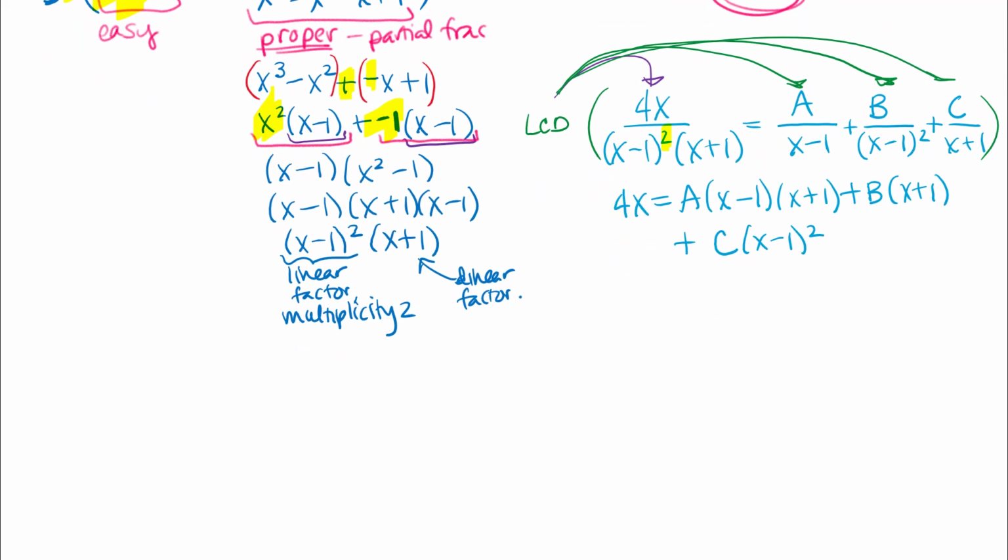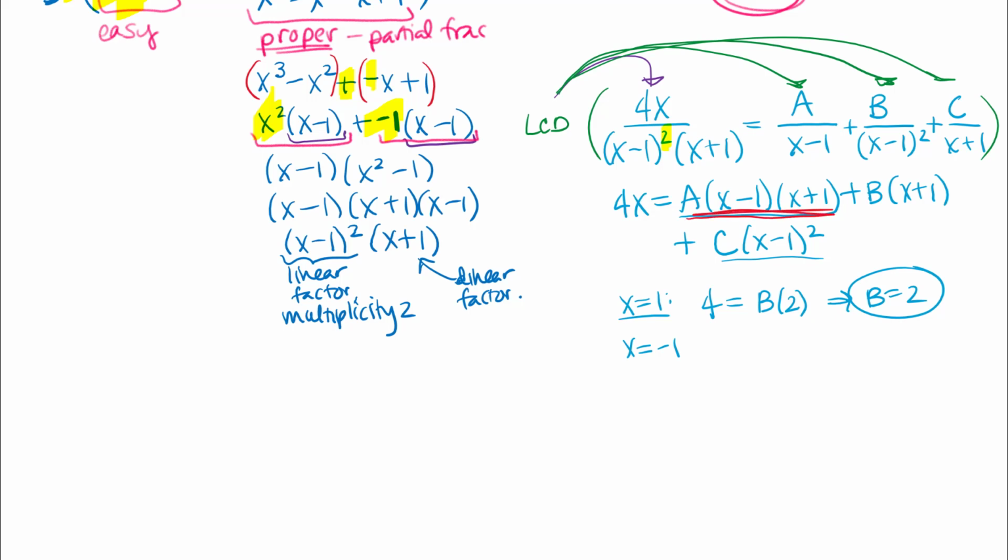Alright, so one of the things that I might try plugging in is x equals 1. That'll make some of my factors go away. So on the left side I'll have 4 equals, on the right side the first term here will go away and the C part will go away, so I'll just be left with B times 2, so that means B is 2.